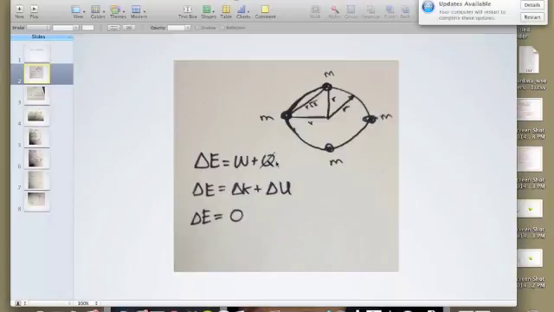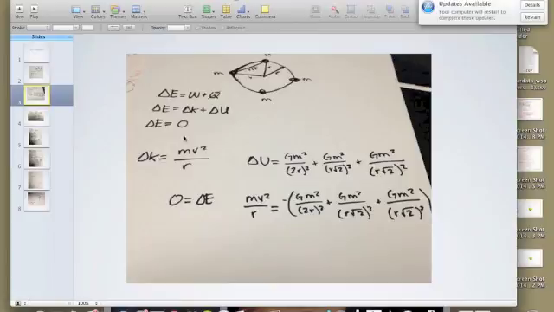We're going to start with the energy principle right here. This energy equals work plus Q. We know there's no Q, and we know that work is 0 too because there's no displacement. Moving on from that, we know that energy is equal to change in K plus change in U. And we know that our total energy is 0, so K must be equal to U.